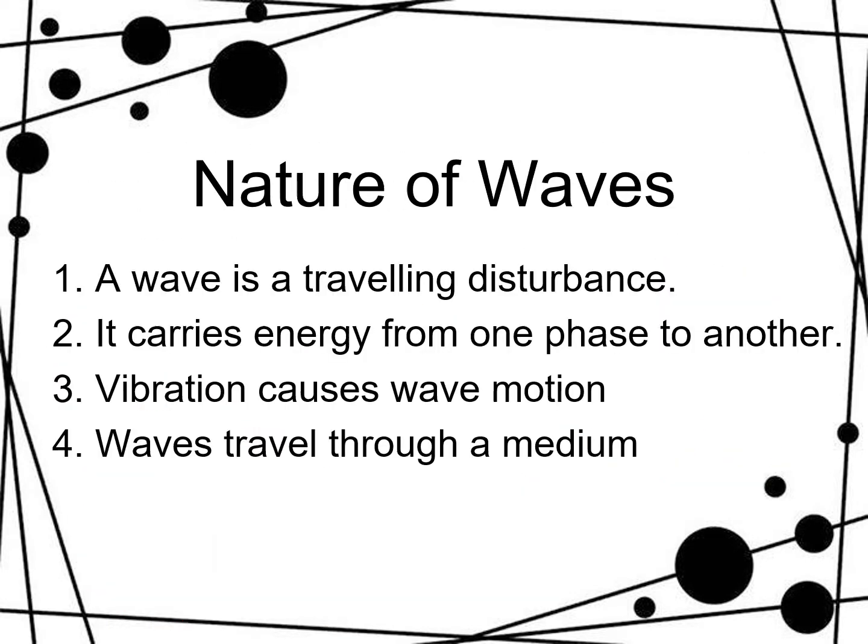Okay, therefore, the nature of waves. Number one, a wave is a traveling disturbance. Number two, it carries energy from one place to another. Number three, vibration causes wave motion. And number four, waves travel through a medium.